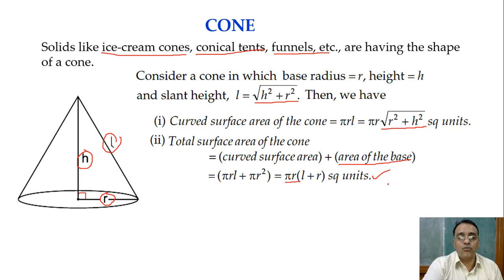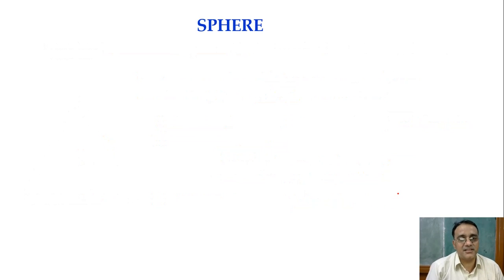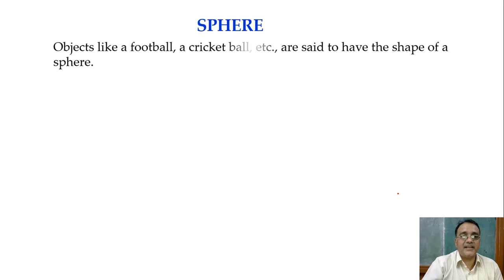What is the volume of cone? 1 by 3 pi R square. Right, 1 by 3 pi r square h cubic units. Now we'll move towards next figure, sphere. Sphere का example है football. Objects like football, cricket ball, or tennis ball, etc.